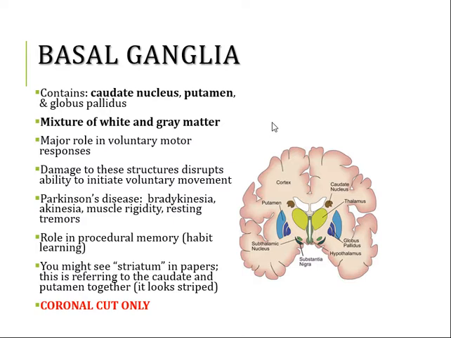So anyway, getting back to our basal ganglia, it's really responsible for voluntary motor responses, and damage to the basal ganglia will disrupt the ability to initiate voluntary movement, which is something that you see in Parkinson's disease. You see bradykinesia, akinesia, muscle rigidity, and resting tremors. And just as a reminder, bradykinesia is the slowness of movement, akinesia is not moving at all.